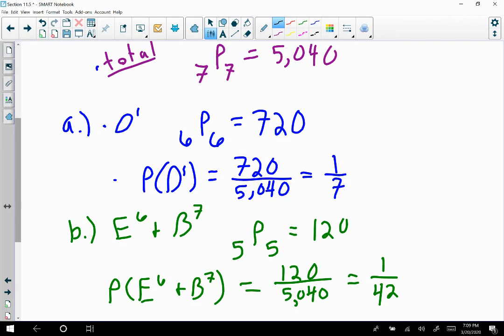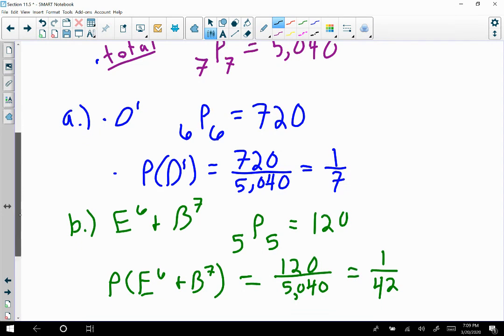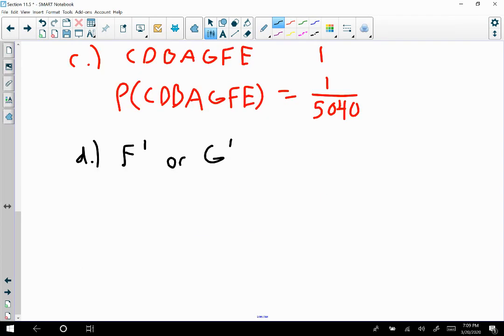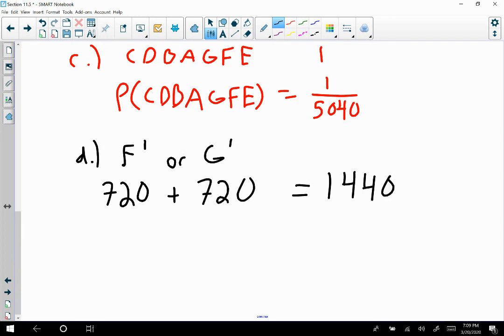Doesn't matter what letter I put there. You know, in A, it was D. Now down here in part D, we're talking about F, or we're talking about G. Doesn't matter. Both of those are 6P6. So how many ways can F happen first? 720. How many ways can G happen first? 720. How many ways is that total? Add it up. 1,440 different ways that F could go first or G could go first.